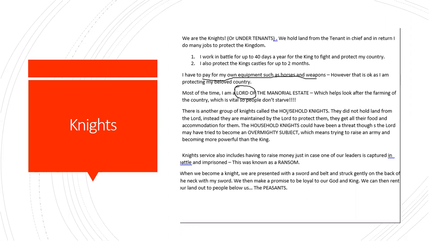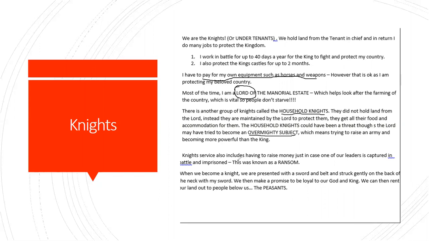There was another group of knights, the household knights. Now they didn't hold land from the Lord. Instead, they were maintained by the Lord to protect them. Now this was a problem for the king. If a tenant-in-chief had lots of household knights, then potentially they could become a threat and become an overmighty subject, someone who would threaten the king's power. But that was very rare, especially during the reign of Richard.